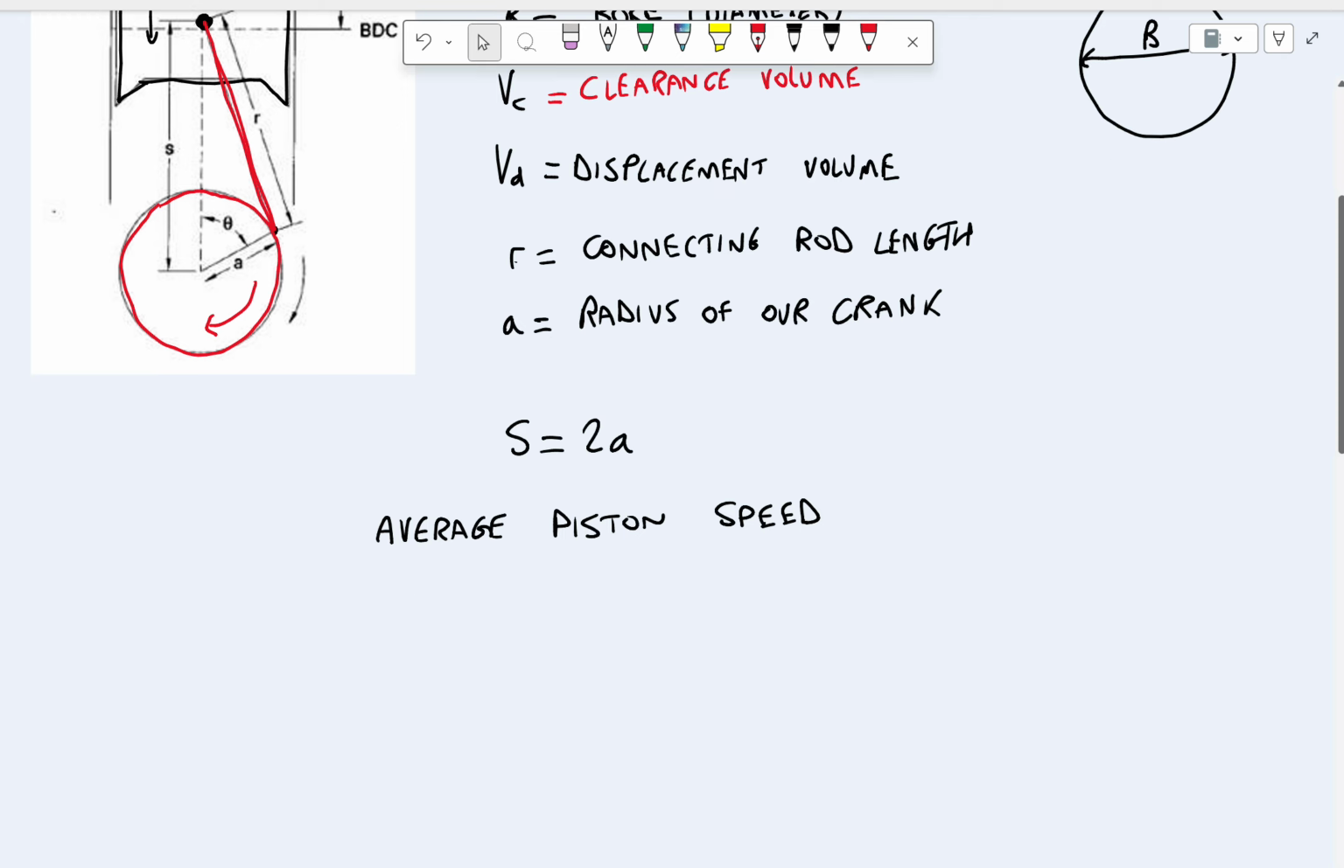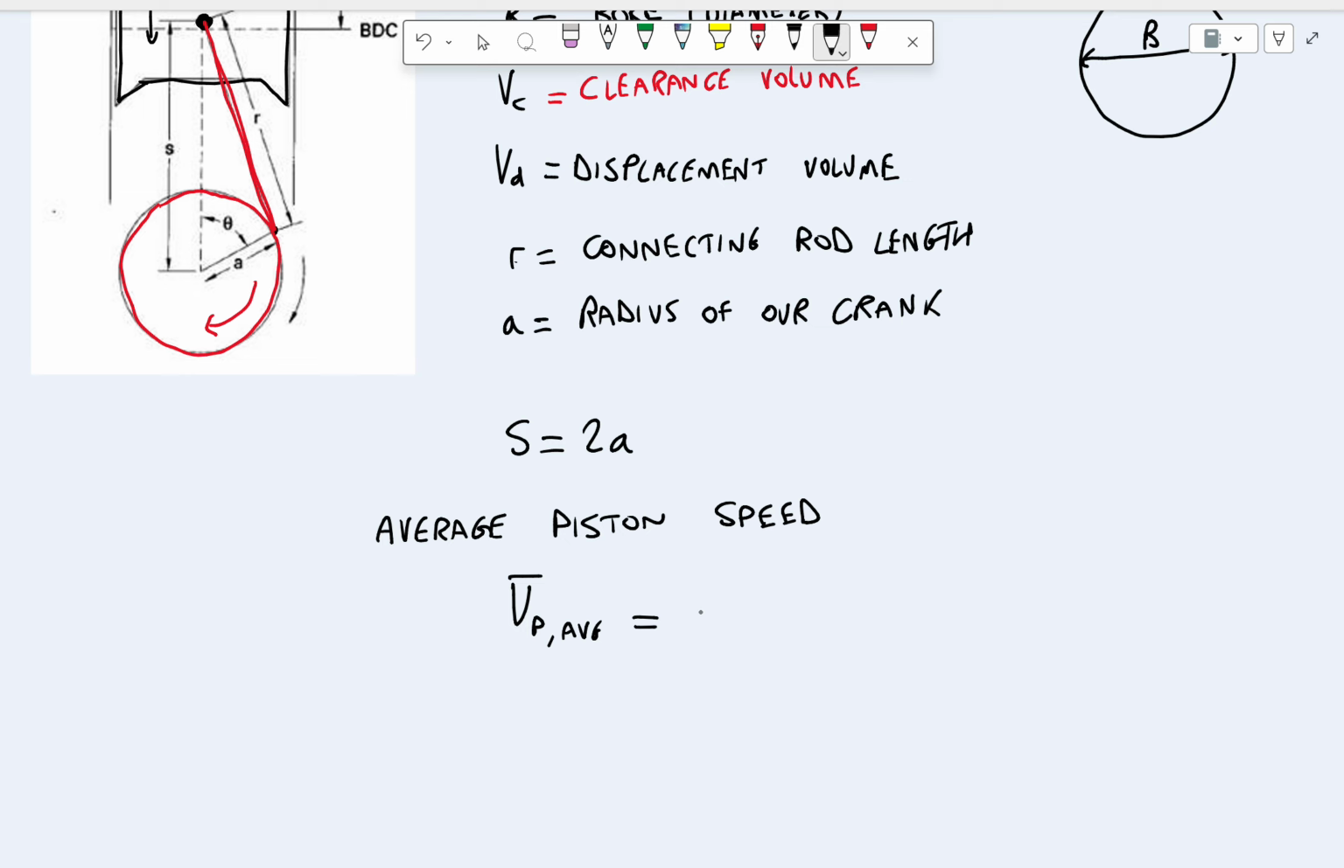But the average piston speed is usually depicted as UP with a bar on top. Typically the bar on top shows that we're looking at an average. If we want to describe it a little bit more, we can say UP average like this. And essentially it gives us our velocity of piston. We don't use V for velocity, we use U just so we don't confuse it with volume.